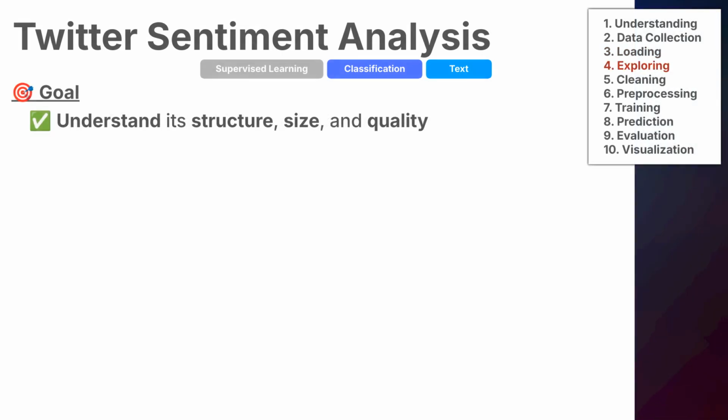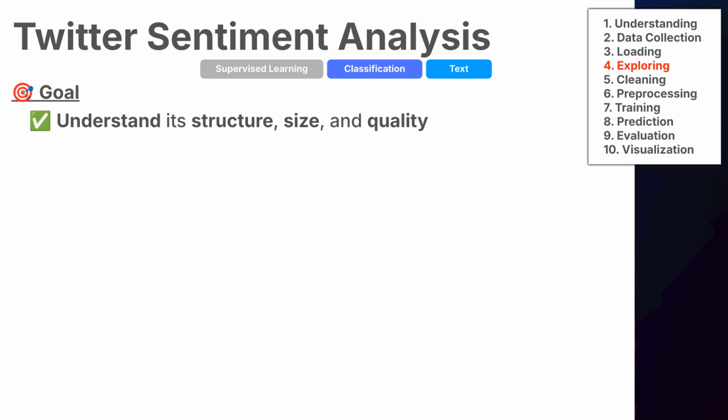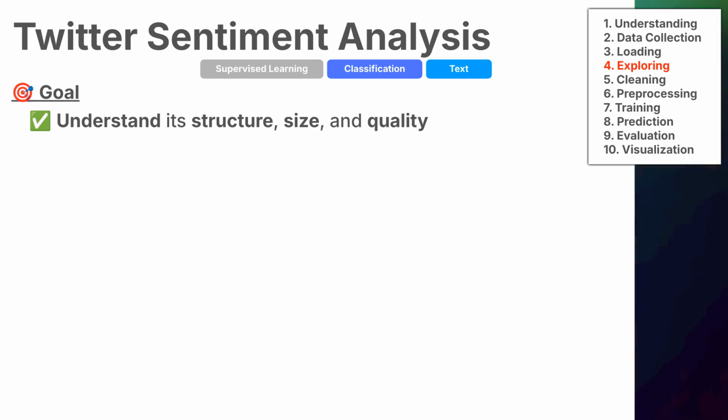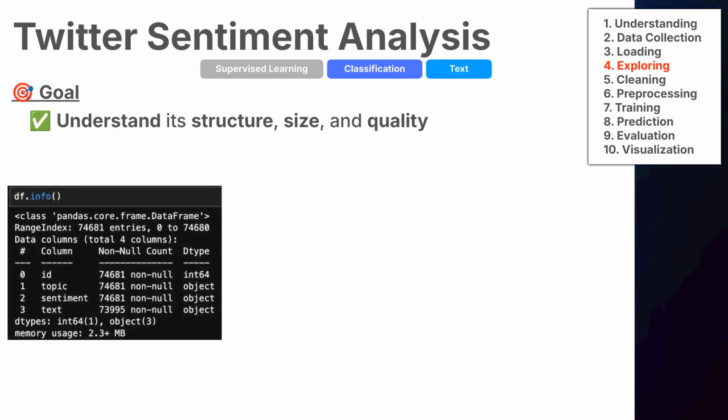4. Exploring the data. The goal of exploring the data is to understand its structure, size, and quality. We want to identify patterns, check for any unusual values, and get a sense like how many tweets there are, what the sentiment distribution looks like, if there are missing values or duplicates, the average length of tweets, examples of each sentiment, and so on. Let's explore some data.